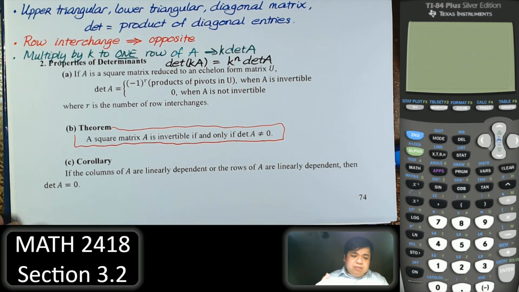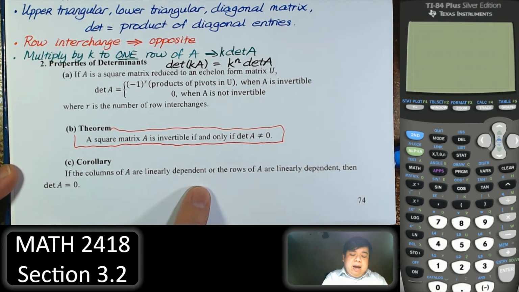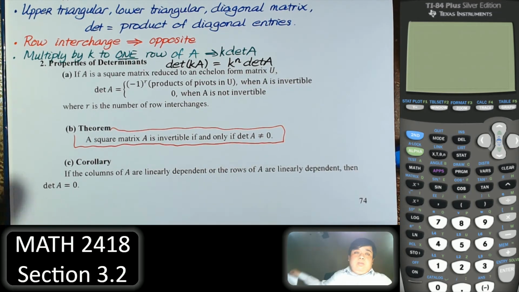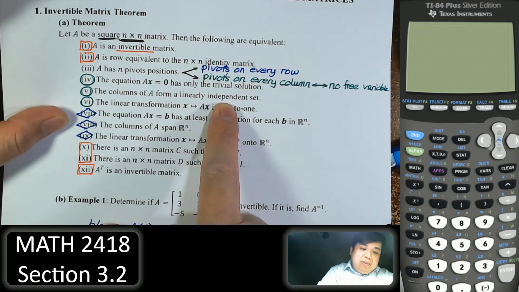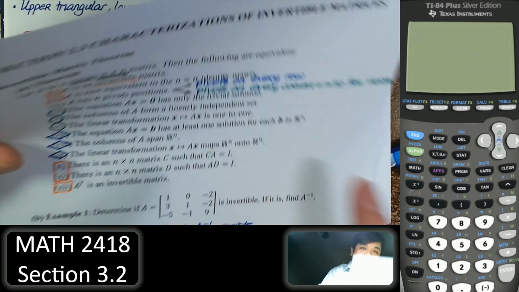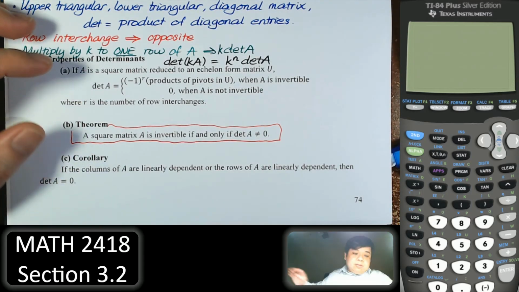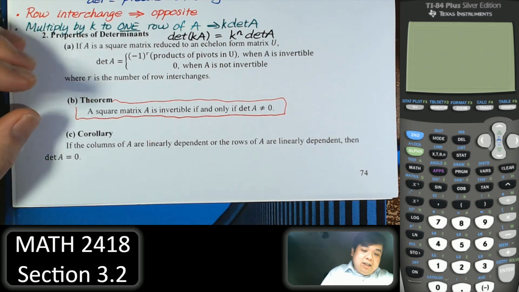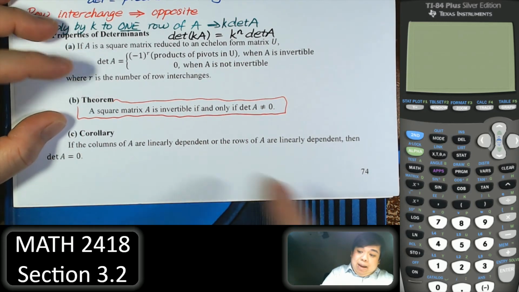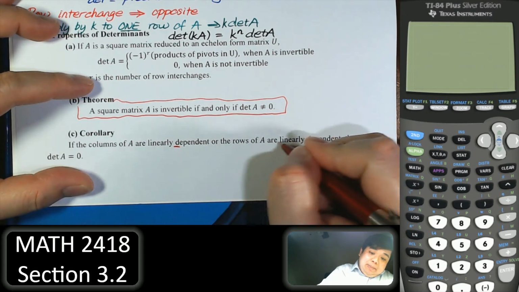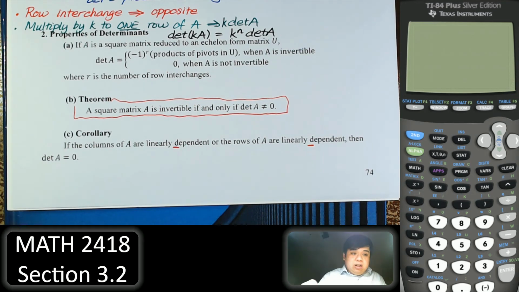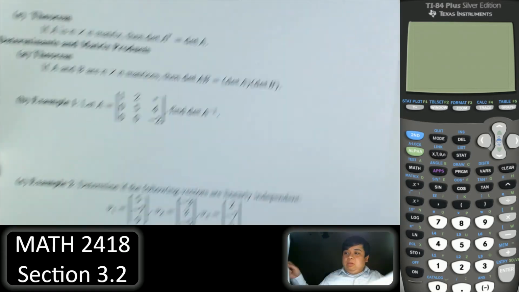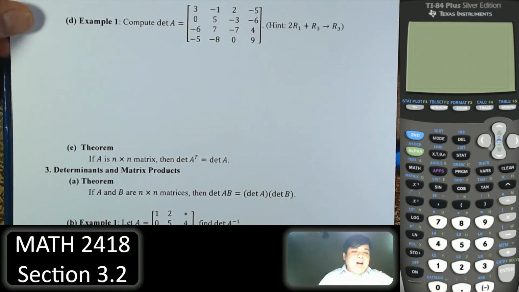And then with that, we say if the columns of A are linearly dependent or the rows are linearly dependent, because we do say that the columns of A form a linearly independent set. In that case, notice that linearly dependent here means one column is a linear combination of the other columns, or one row is a linear combination of the other rows, then the determinant is equal to 0.